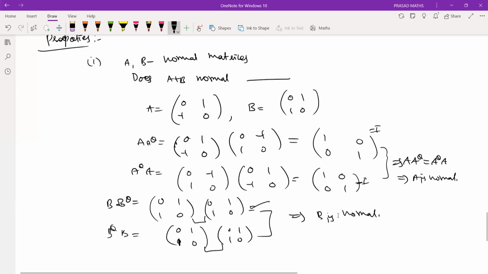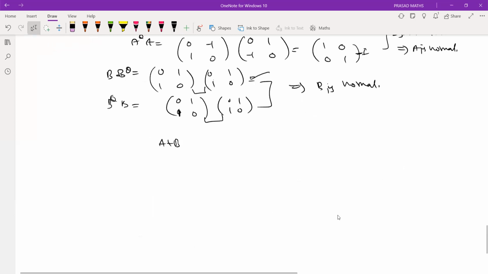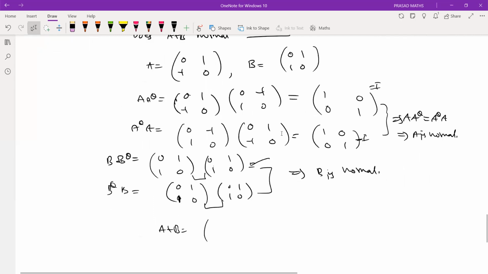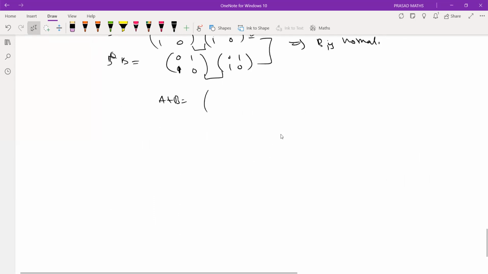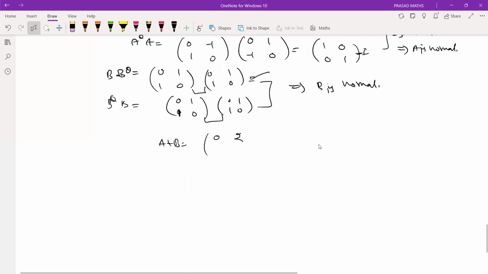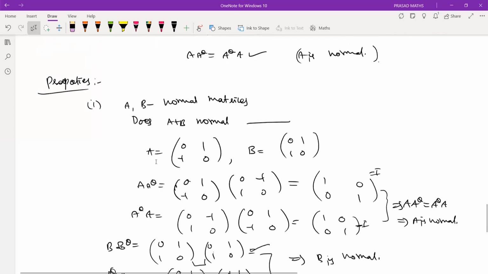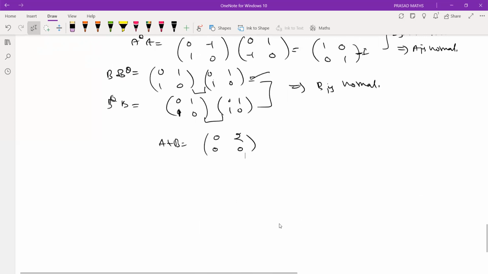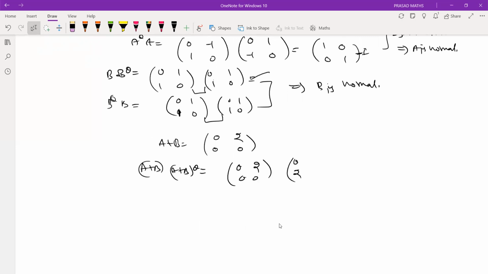Compute A plus B. A plus B is nothing but 0, 2, minus 1 plus 1 is 0, 0 plus 0 is 0. Next question: is it actually normal? Compute A plus B theta. What is A plus B? 0, 2, 0, 0.